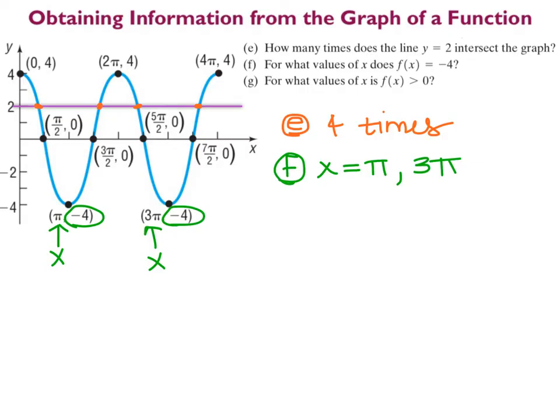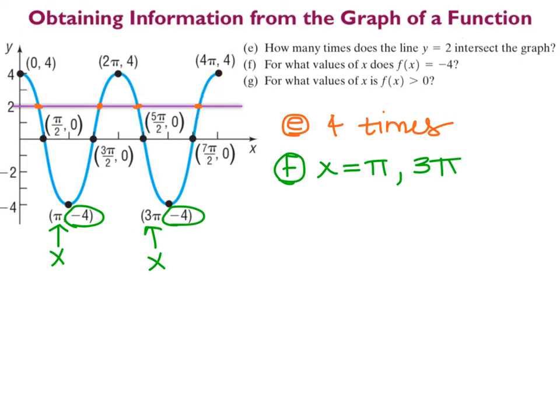So, part G. For what values of x is f of x greater than 0? Remember, f of x is the same as y. So where is y greater than 0? It's going to be intervals because if I think about this x-axis, y is negative down here, but y is positive, or greater than 0, up here. So it's going to be this little piece, this little loop, and that little guy.